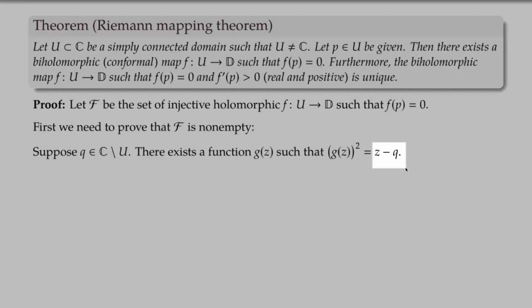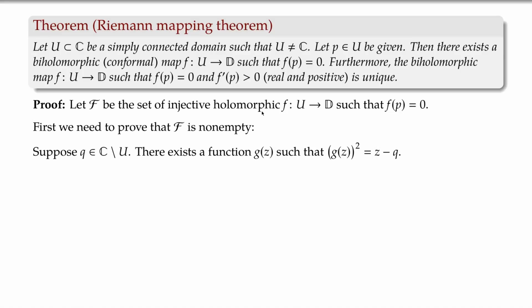So we look at the function z minus q, and since U is simply connected, we can find a square root. We can find a g so that g squared is z minus q, because z minus q is not 0 on U, and U is simply connected. All right. Now, g of U is an open set by the open mapping theorem.